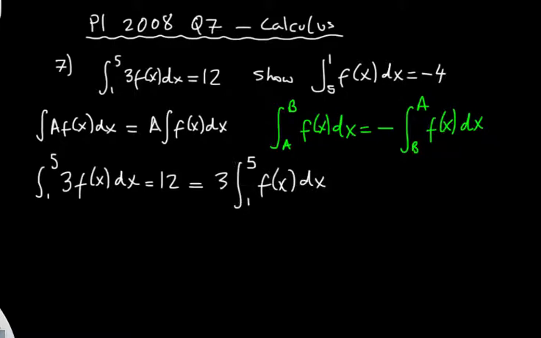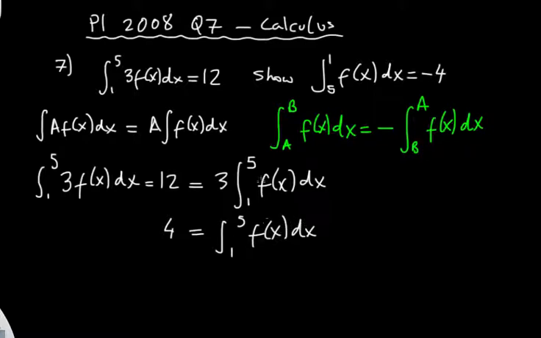All I've done is take the 3 outside. All of these are equal in maths, so we can just divide by 3 both sides of the equation, right? Here and there we can divide by 3 and we get that 4 is equal to the integral from 1 to 5 of f of x dx. And so we're nearly there, because they want us to prove that from 5 to 1 is equal to minus 4, and we've got that from 1 to 5 it's equal to 4.